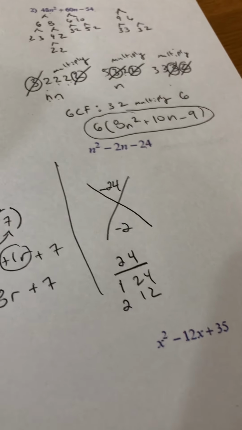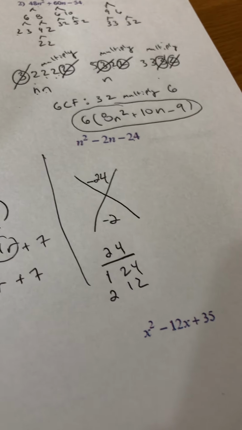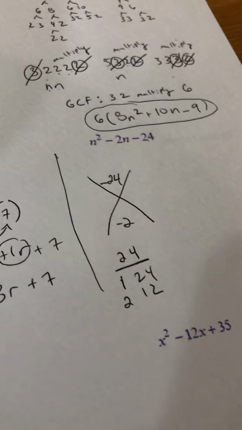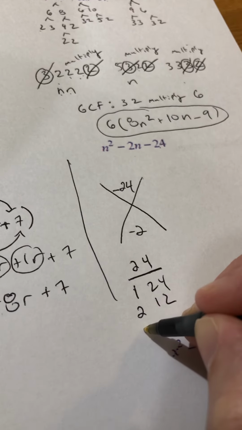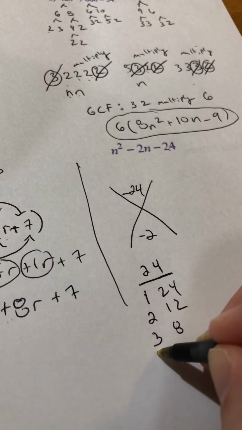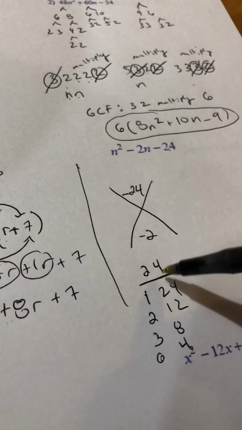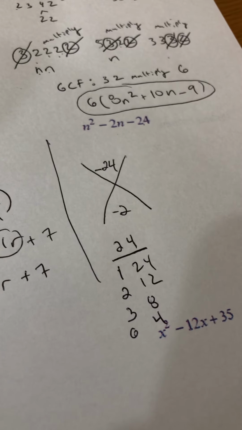A lot of people liked that I had those multiplication times tables. I'll post a copy of that on the Google Classroom so you can use that if you get stuck with some of your times tables. Okay, we have 3 and 8, and then we have 6 and 4. So those are our multiples of 24, factors of 24.